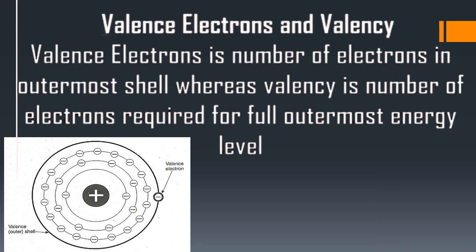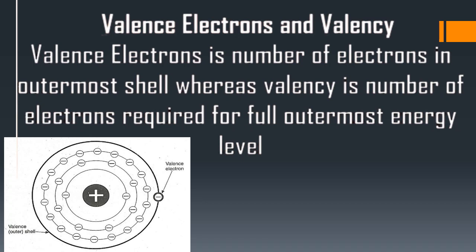Now let's see what valence electrons and valency are. Students, valence electrons are the number of electrons in the outermost shell, whereas valency is the number of electrons required for a full outermost energy level. So students, what are the valence electrons? These are the number of electrons in the last shell. You can see it in the picture also. The number of electrons in the last shell of this atom is 1, so 1 is the valence electron. The last or outermost shell is called the valence shell.